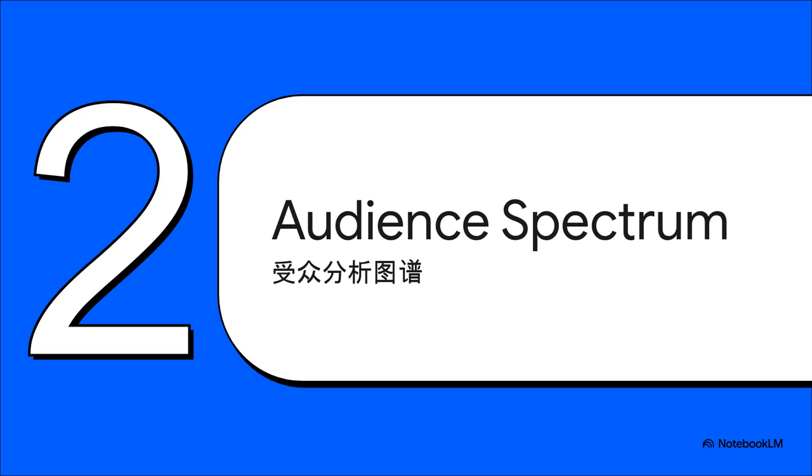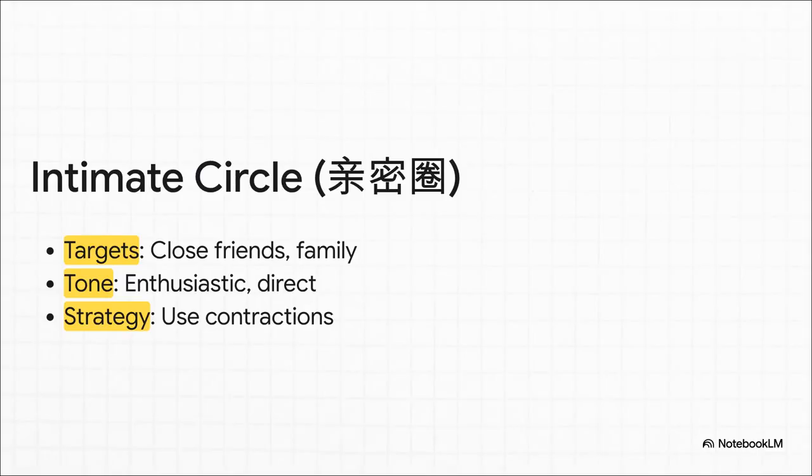Moving right along to Section 2, the audience analysis spectrum, or 受众分析图谱. Looking at our first variable, let's break down how your audience directly dictates your tone and register. Who is reading your email changes everything.